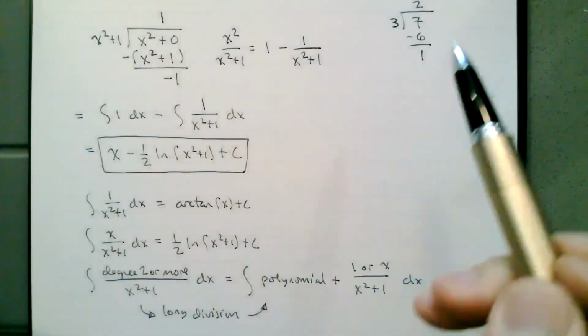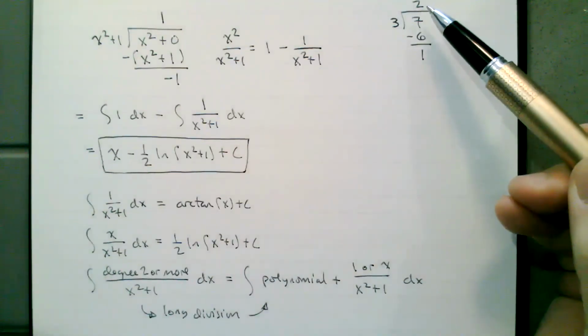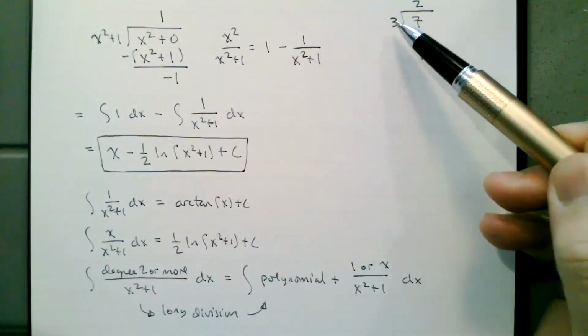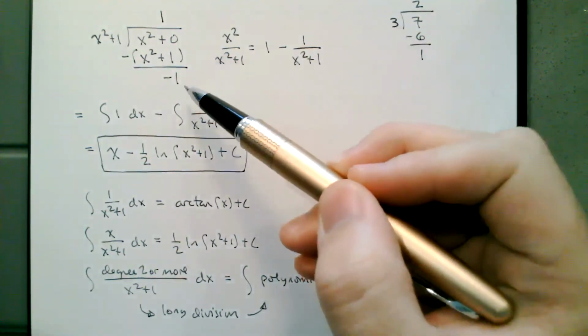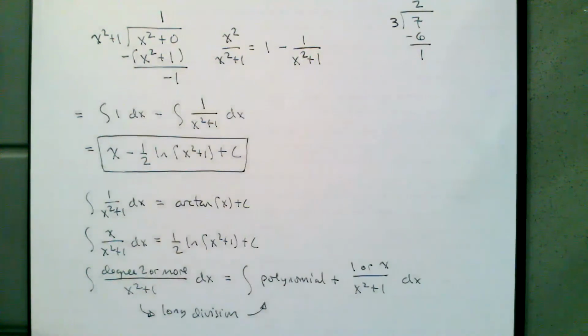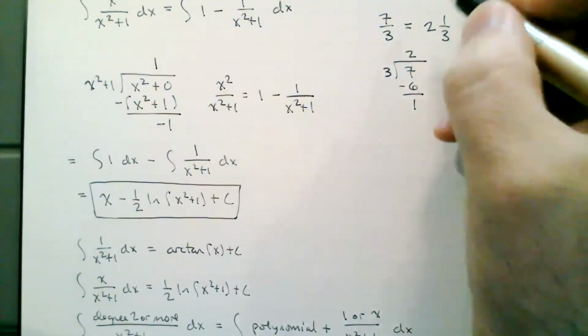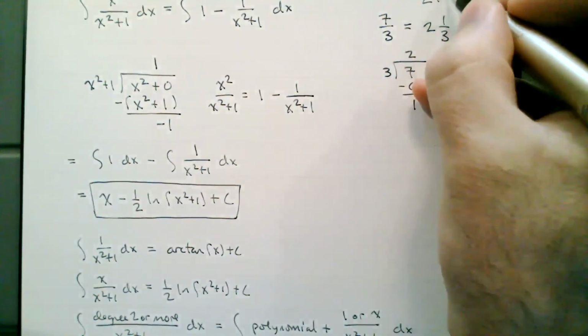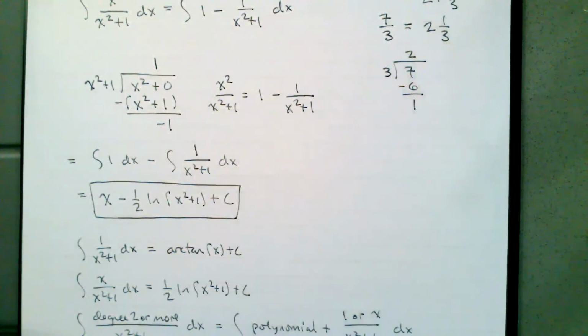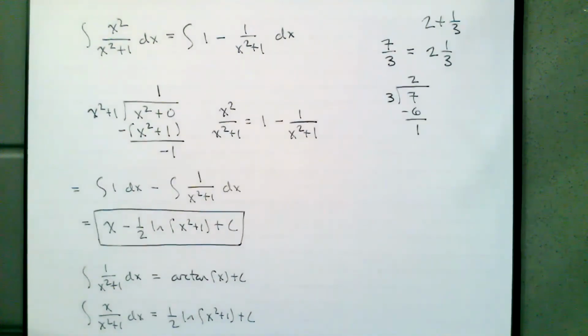Just like we do with numbers. We say the whole number part is 2, the remainder is 1, we put that over the 3. So we put the -1 over the x squared plus 1. And they're separate terms. Just like when we write 2 1/3, these are separate terms. This means 2 1/3. So the 2 is the whole number part, and then we're adding that fraction of 1/3.